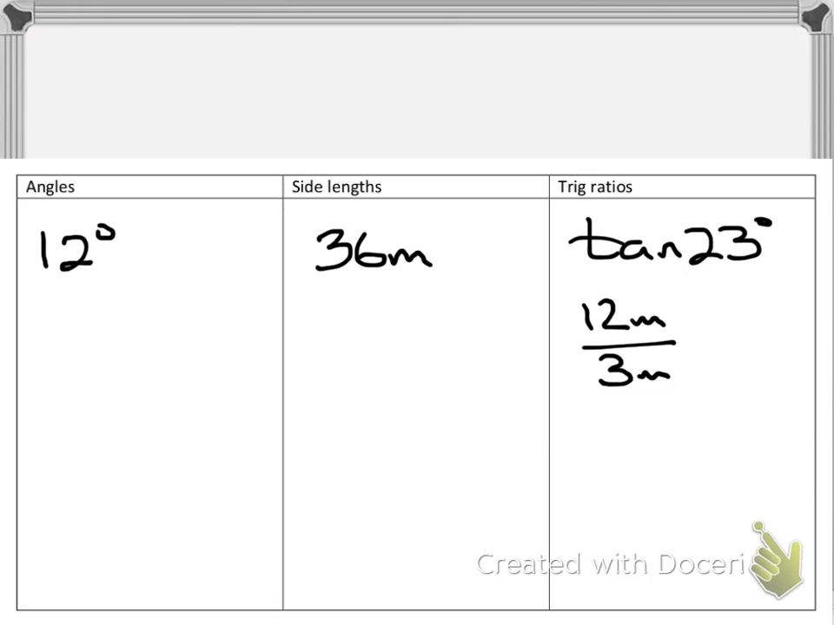So this is what your chart should look like with some different numbers in there. All right, so make sure you get that corrected so you can learn from your mistakes and do better next time.